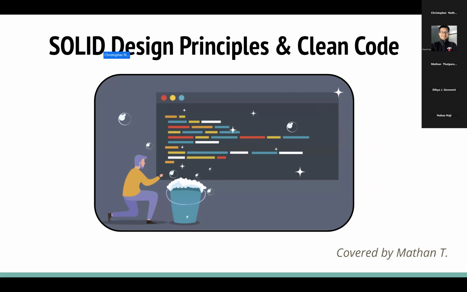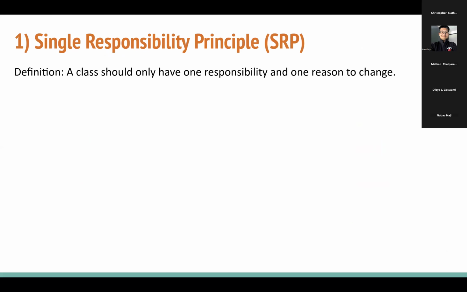All right. So I'll be covering SOLID design principles and clean code for today. To start, the first design principle is the single responsibility principle, also called SRP. This principle states that a class should only have one responsibility and one reason to change. So any class you define should have only one purpose, and the only reason why you should change that class is to better serve that purpose.